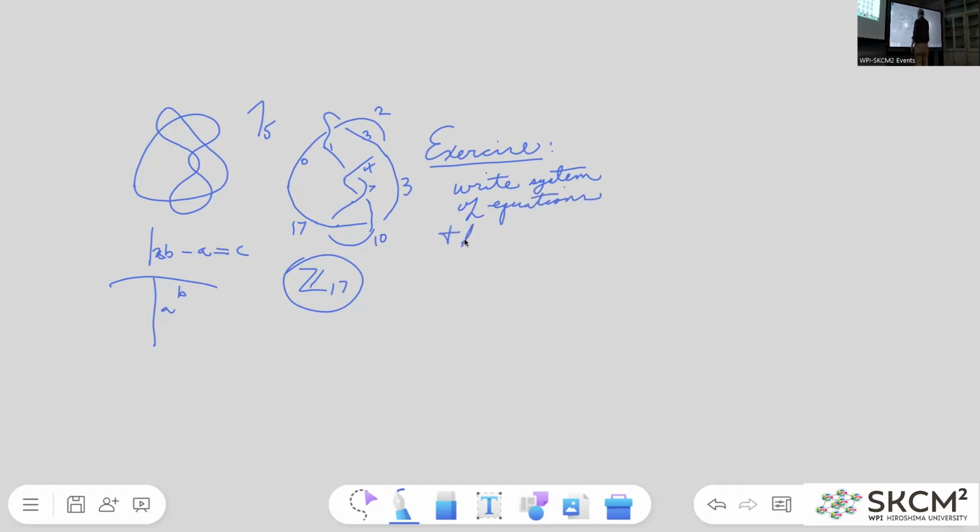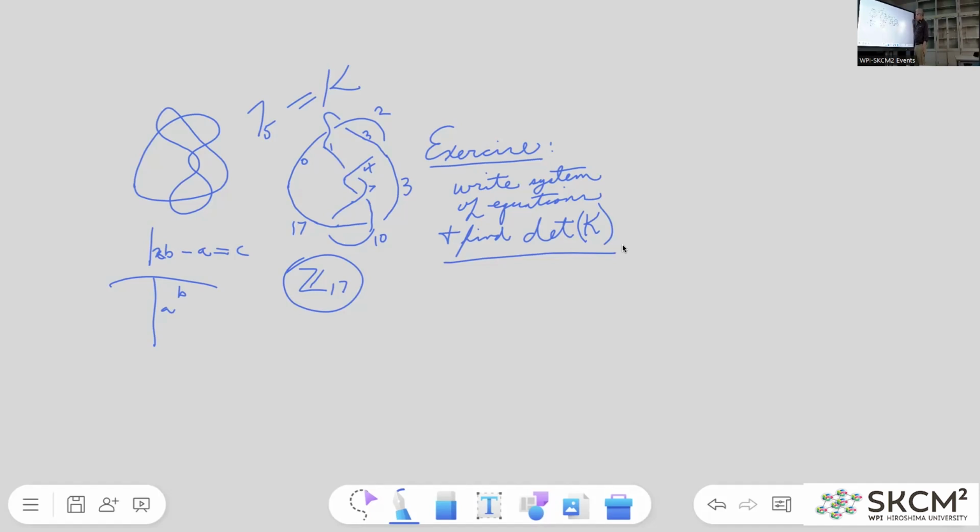And find K is 7, 5, and find the determinant of the knot K. Okay? You can do that yourself, just the way I was describing it, and I'm going to show you another example.